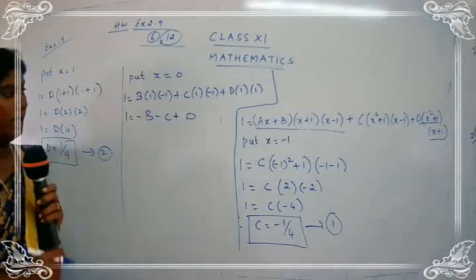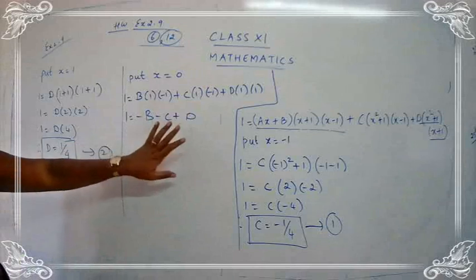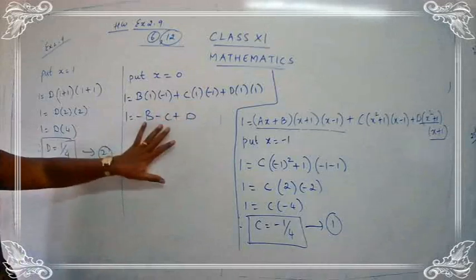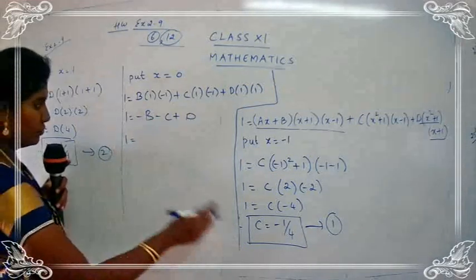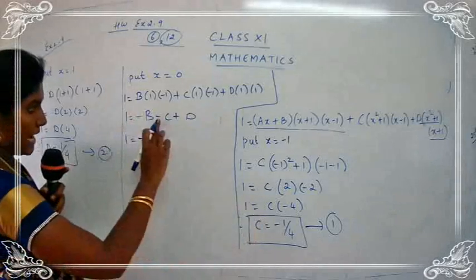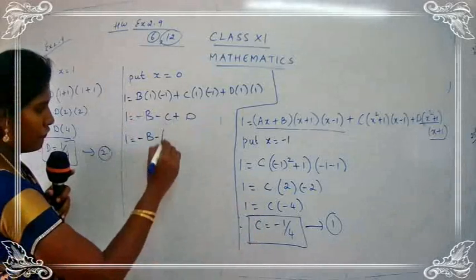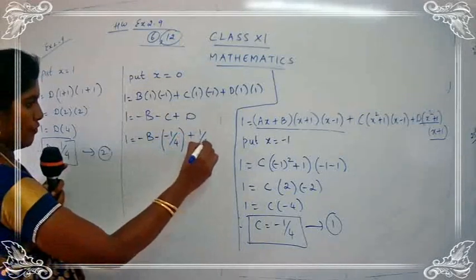Okay, so we have found. And we know some of the values, children. Yeah, we know the value for C and D. So we will substitute the value for C and D and try to get the value for B. Let us substitute. So 1 is equal to minus B as it is. This is minus C. So minus of minus 1 by 4 plus 1 by 4.